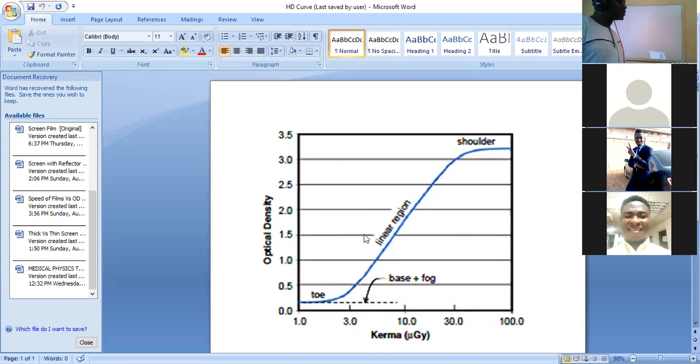So let's look at the relationship between the slope, or the gradient, and the HD curve. On an HD curve, the slope at any point gives us the contrast. That is, if you measure the gradient at any particular point, you are going to have the contrast of such a film.